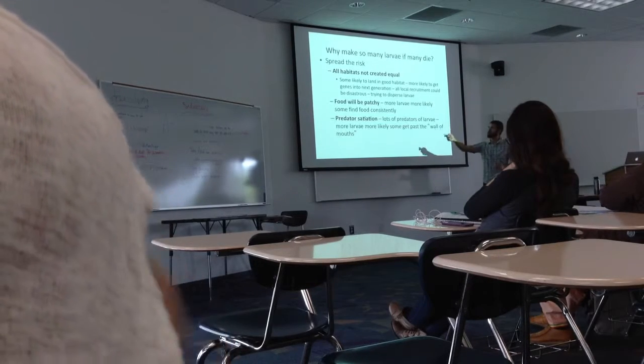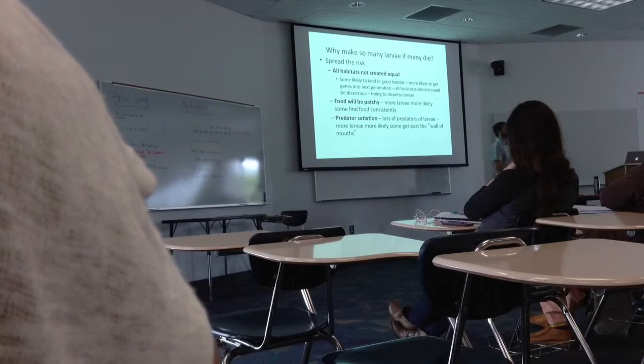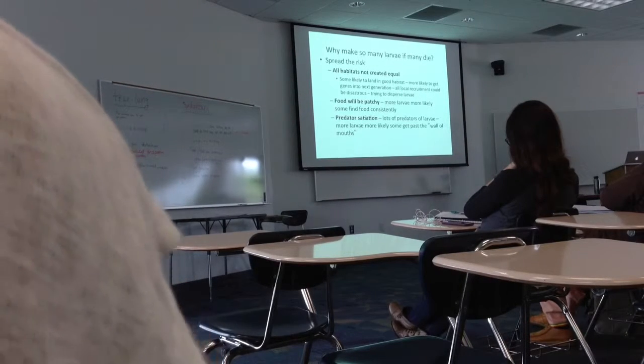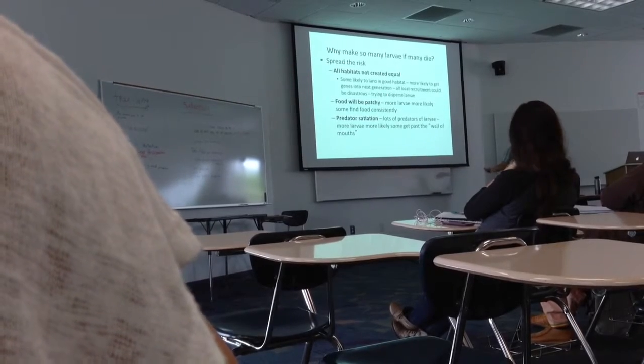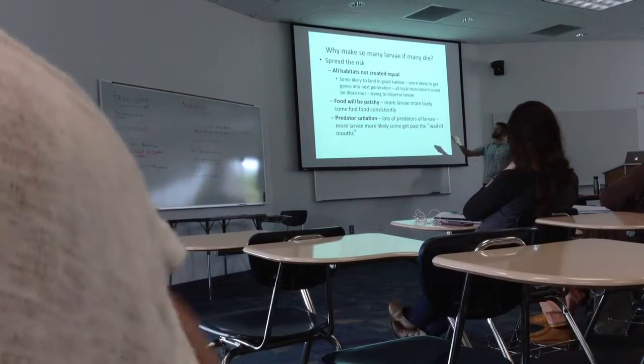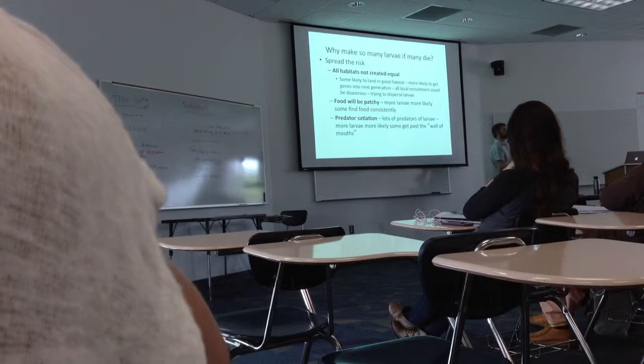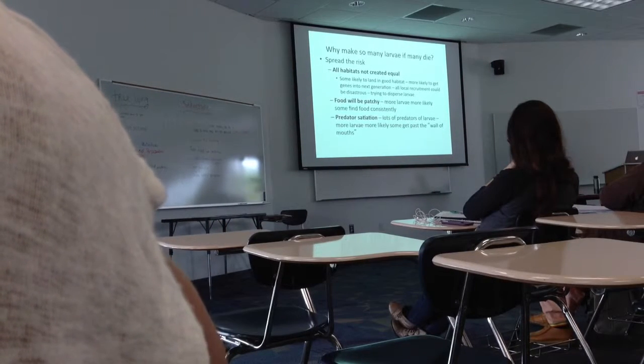Because one, all habitats aren't created equal. That means all of your larvae aren't going to land in good places. Some of them will, probably most of them won't. So making lots of larvae means that at least some of them are going to find a good place that has the right temperature, currents, and food sources.